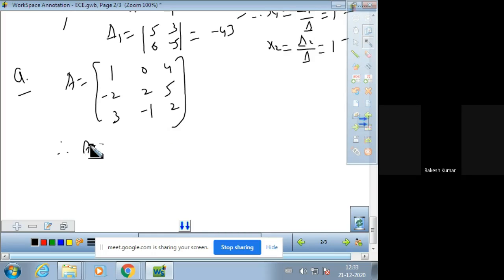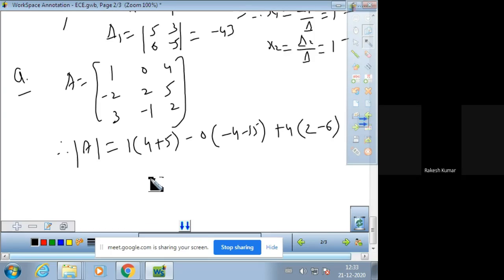Now you will be able to find the determinant of A, and you have to expand it: 1 into 2 into 2 is 4 plus 5 minus 0 minus 4 minus 15 plus 4 into 2 minus 6. So 9 and minus 16. Sorry, this comes out to be plus 16. There is a negative 4, sorry, so this should be a negative sign. Please rectify this.